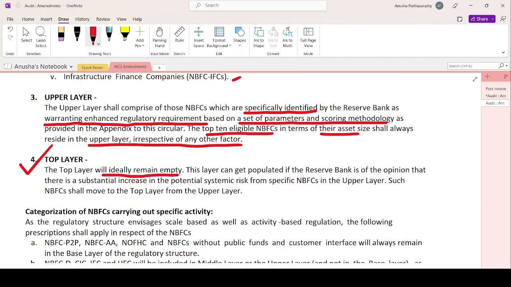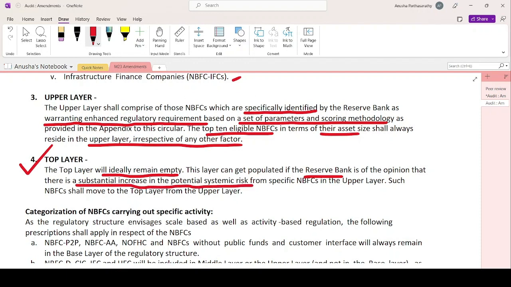So you can get a question: top layer, what are the categories? You will say it will generally be empty. This layer can get populated if the Reserve Bank is of the opinion that there is a substantial increase in the potential systemic risk from the specified NBFC in the upper layer.